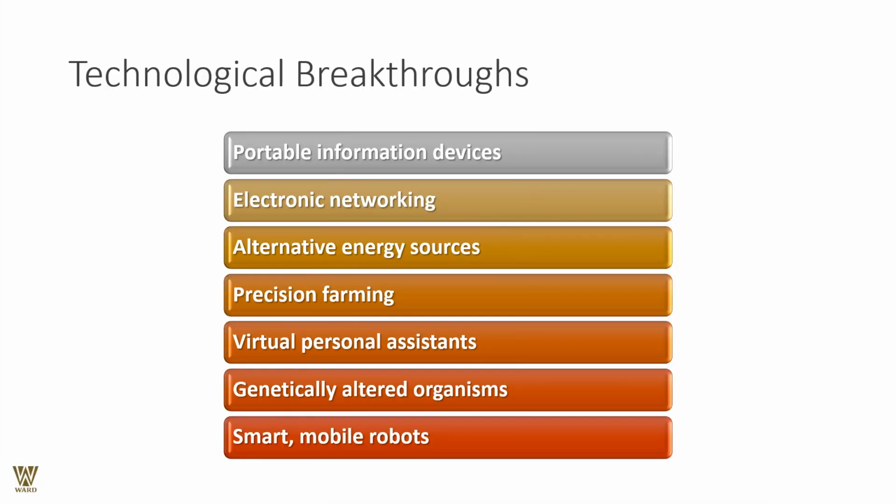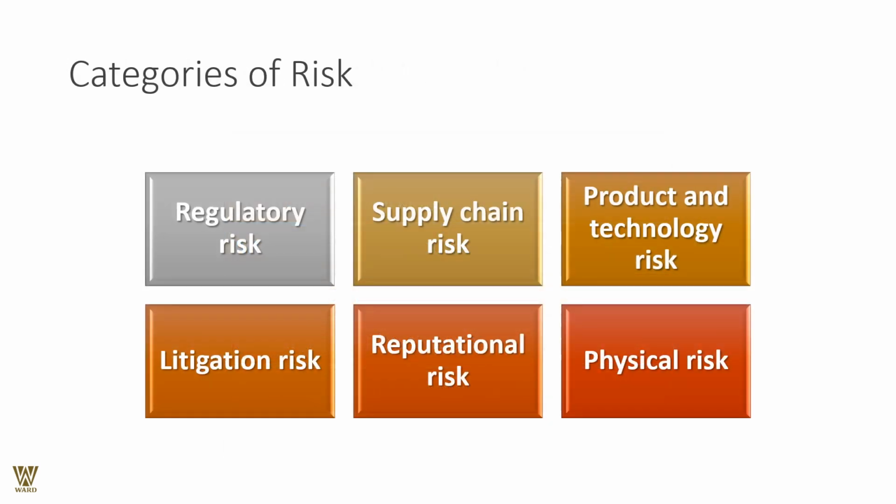Portable information devices, electronic networking, alternative energy sources, precision farming, virtual personal assistants, genetically altered organisms, smart mobile robots that we are talking about. These are my technological breakthroughs. Definitely, yes. We have been talking about autobots, AIs, artificial intelligence, machine learning and so on. So category risks are many.